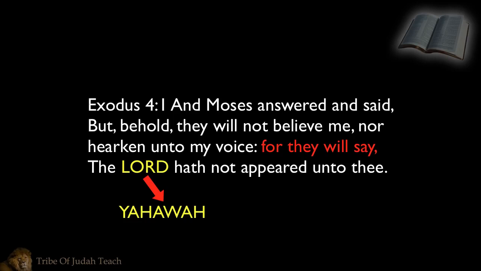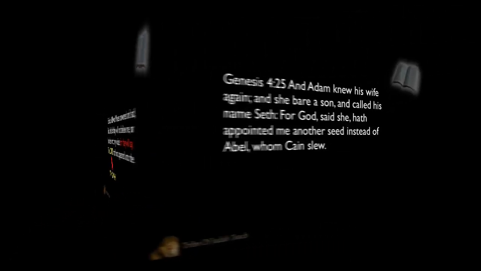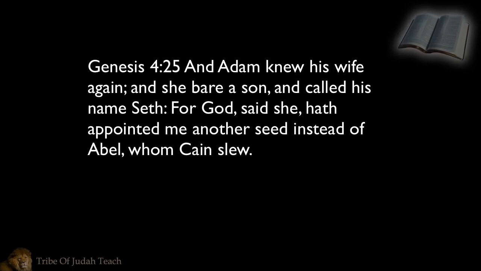Moses was concerned that when he told them it was Yahweh that sent him, they were going to be like, man, get out of here. Yahweh ain't sent you. Listen, the name of the Most High was known way before Moses in Exodus chapter 3. Watch this. Genesis 4:25. And Adam knew his wife again, and she bare a son and called his name Seth. For God, said she, hath appointed me another seed instead of Abel, whom Cain slew. So we're dealing with the time of Adam and Eve.